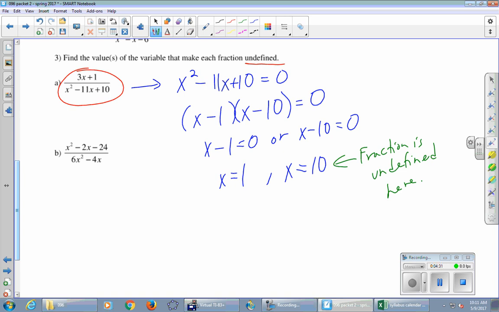If we plug x equals 1 into this thing, I'm just going to pick one of them. Upstairs, 3 times 1 plus 1. Downstairs, 1 squared minus 11 times 1 plus 10. What do we get upstairs? That's 4 divided by, downstairs, 1 minus 11 plus 10. It is 0. That's the point. That's what we built. We built a 0 down there. So is it okay to plug x equals 1 into that fraction? No, it's not okay. We found the values of x that make the fraction not okay. Any questions on that?